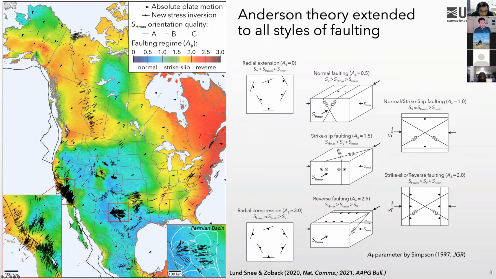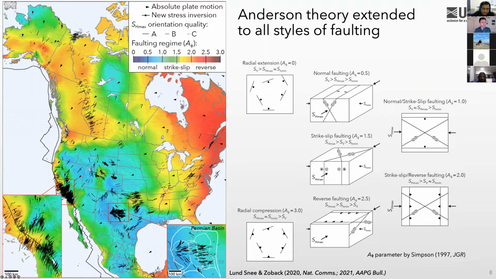But further east, we get more and more compressive states of stress with strike slip faulting in green in places like Oklahoma, and further east, strike slip and reverse faulting in orange here, and then much of the easternmost parts of the continent are red for reverse faulting.